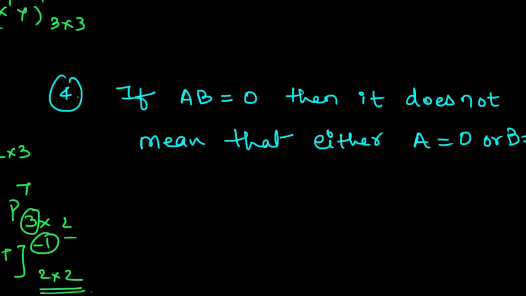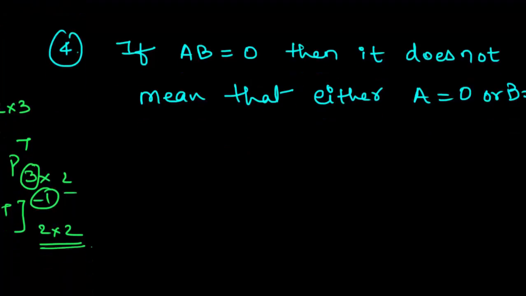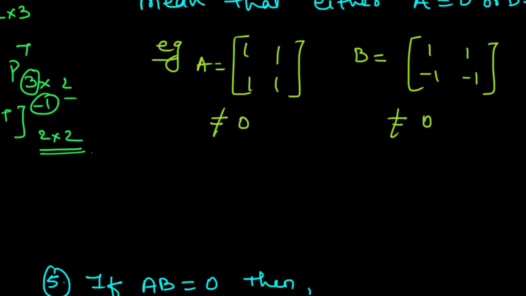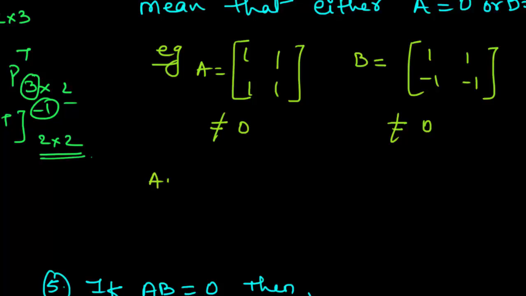Next, if AB is 0, then it does not mean that either A or B equals 0. Let me explain this with an example. Suppose we have matrix A as 1, 1, 1 and 1, and matrix B as 1, 1, minus 1 and minus 1. Clearly we see that A is not equal to a null matrix and B is also not equal to a null matrix. But let's multiply AB.